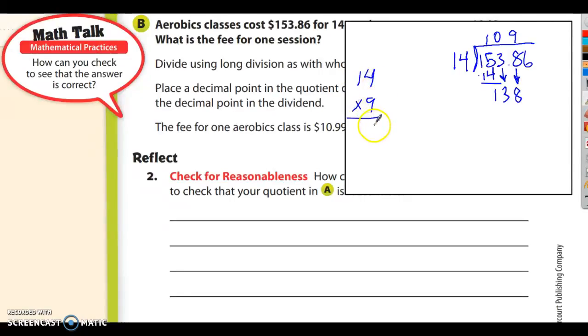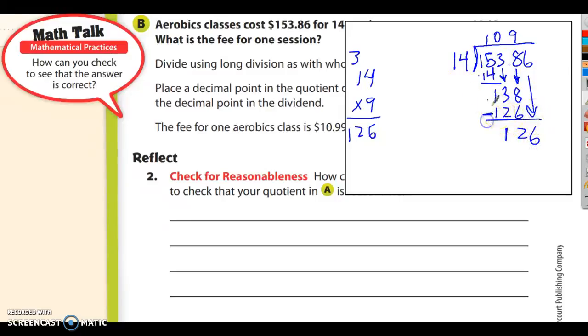9 times 4 is 36. 9 times 1 is 9, plus 3 is 12, so I get 126. That's less than my remainder, which it needs to be, so when we subtract, we're going to get 8 minus 6 is 2, and 3 minus 1 is 2. As long as 12 is less than my divisor, then I'm in good shape.